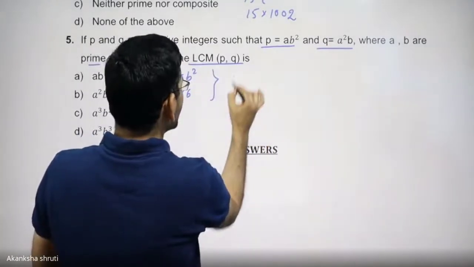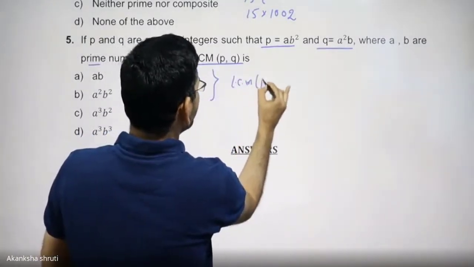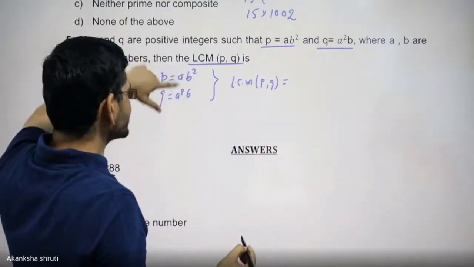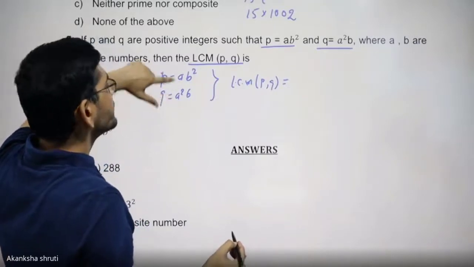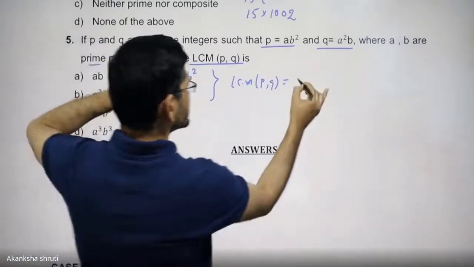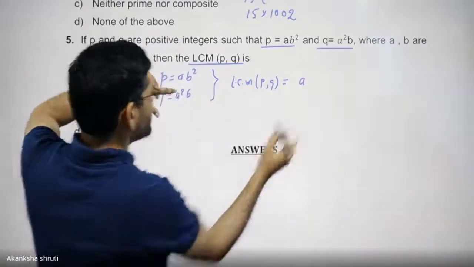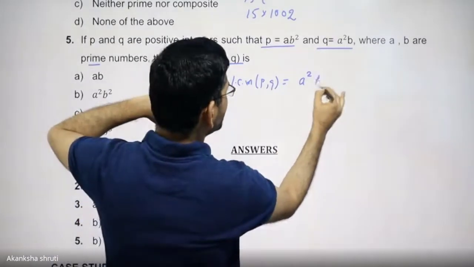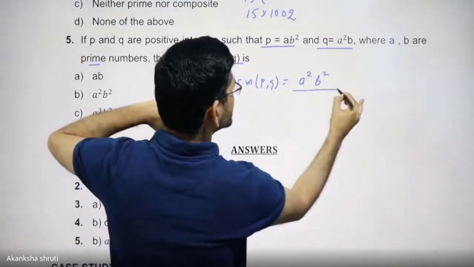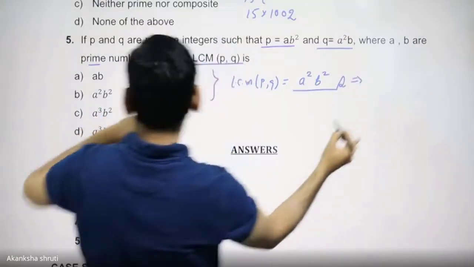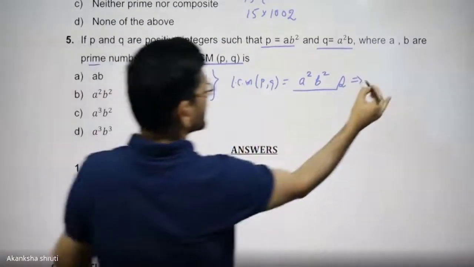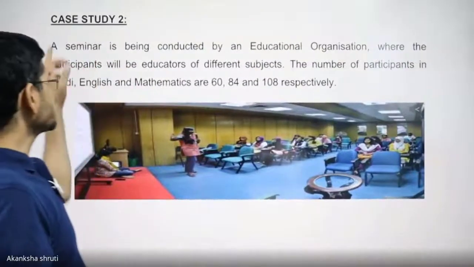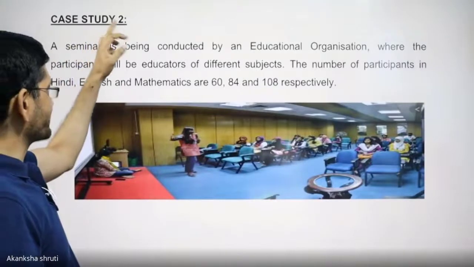So this implies the LCM of P and Q will be the product of factors with the highest power. For the common factor, here A is common and the highest power is A square. Coming to B, B is also common, the highest power is B square. So this is the required answer. Therefore, option B is correct here.